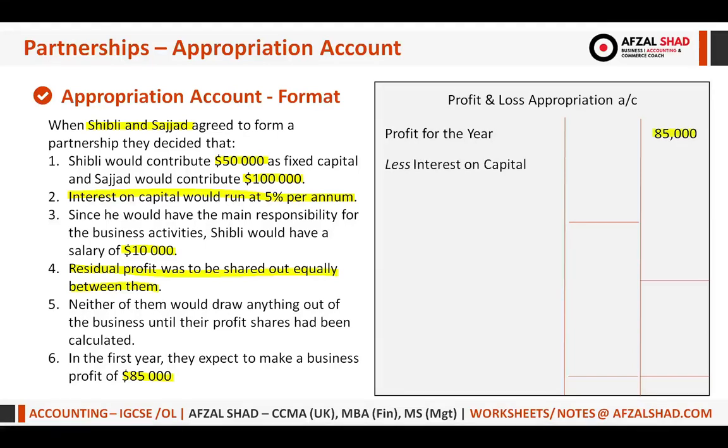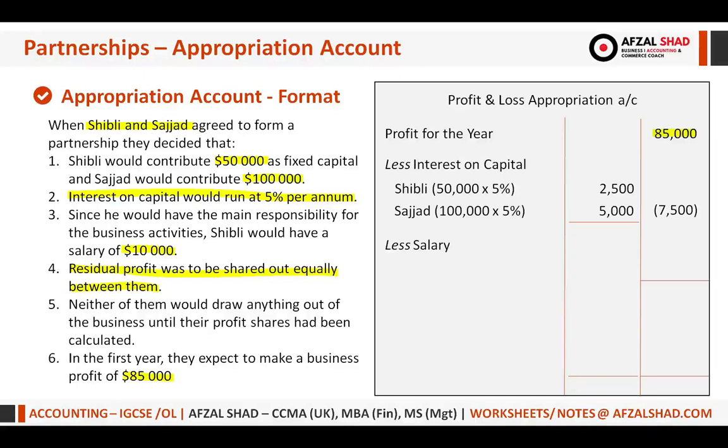Second thing is interest on capital. What was the amount of interest on capital? Point number 2 tells you that the interest on capital would run at 5% per annum. Shibli has contributed 50,000 and Sajjad has contributed 100,000. So 5% of 50,000 is 2,500, and 5% of 100,000 is 5,000. So the total amount of interest on capital that is going to be deducted from the profit is 7,500. Then salaries.